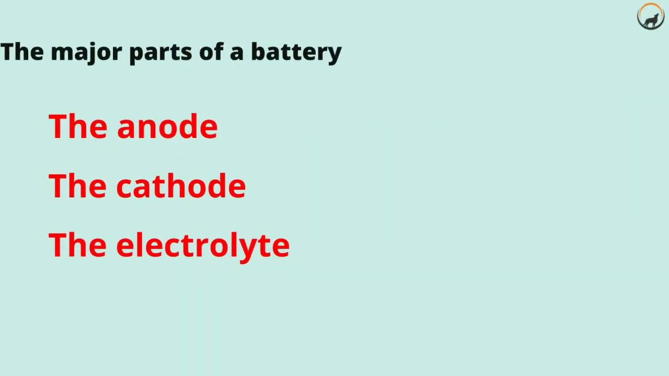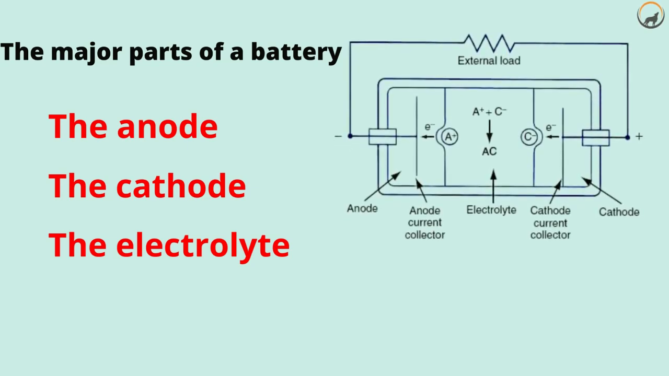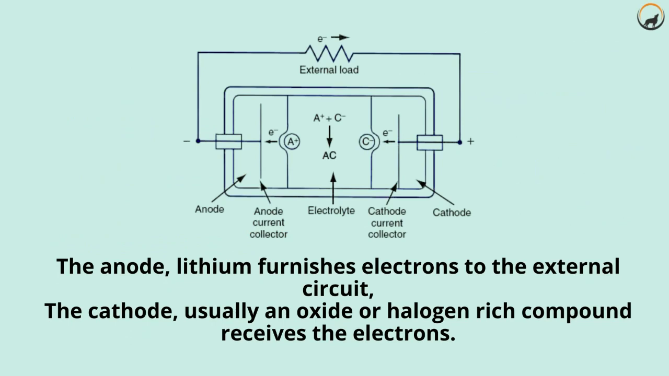The major parts of a battery are the anode, the cathode, and the electrolyte. The anode and cathode must be physically separated, and both must be in contact with the electrolyte. The two battery components involved in the electrochemical reaction during discharge are the anode and the cathode. The anode, usually lithium in most medical batteries, furnishes electrons for the external circuit, whereas the cathode, usually an oxide or halogen-rich compound, receives the electrons.